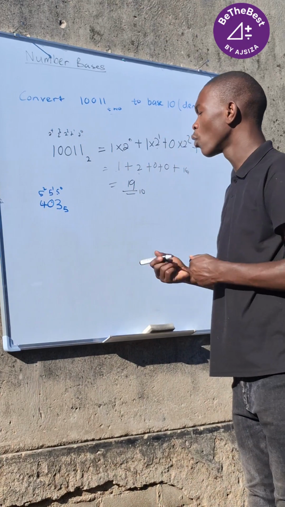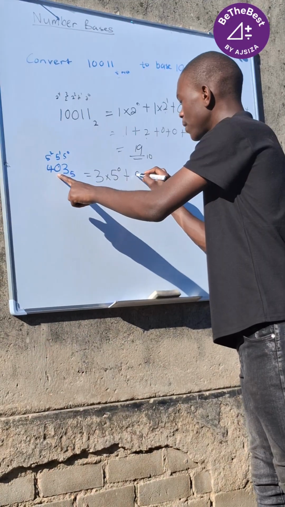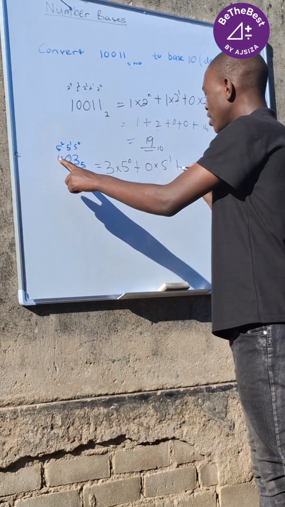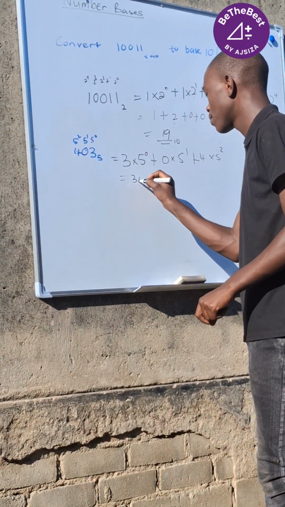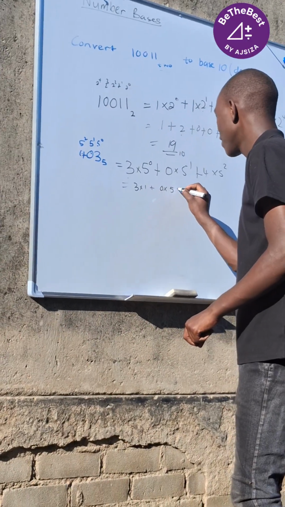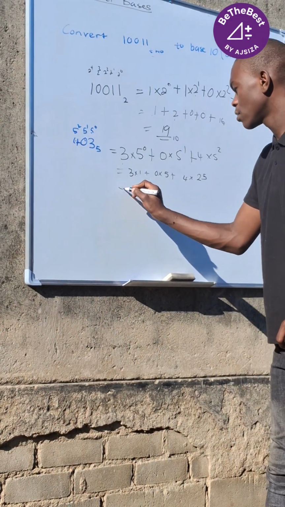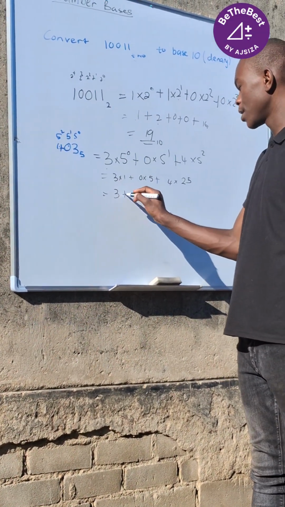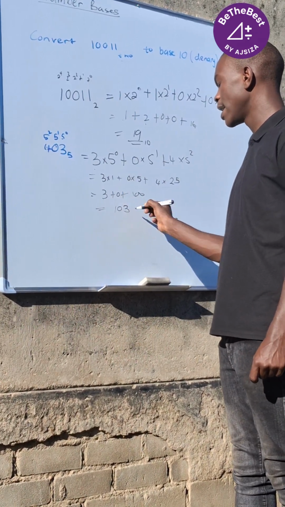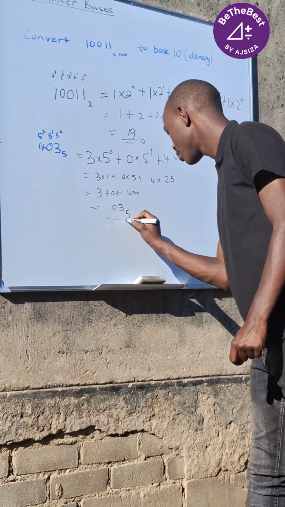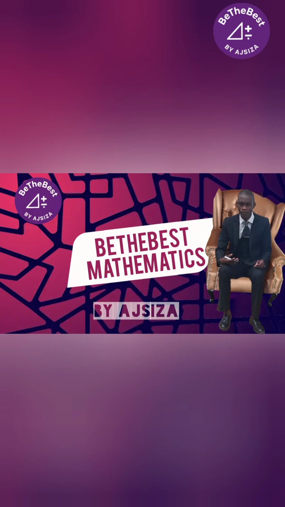Here we now know that this first place value represents a 5 to the power of 0, the second place value represents a 5 to the power of 1, and the last place value represents a 5 to the power of 2. So this is going to be 3 multiplied by 1 plus 0 multiplied by 5 plus 4 multiplied by 25. Now this is going to become 3 plus 0 plus 100. So this number is the same as 103 in base 10. So that's it.